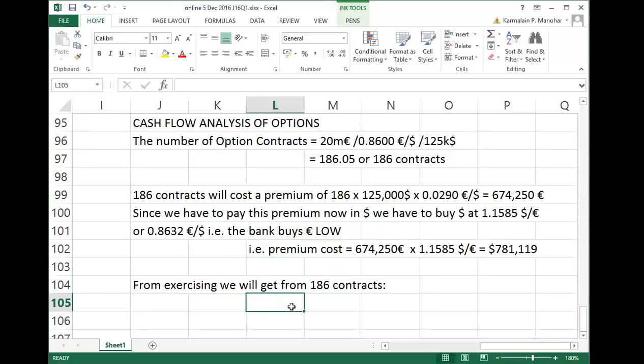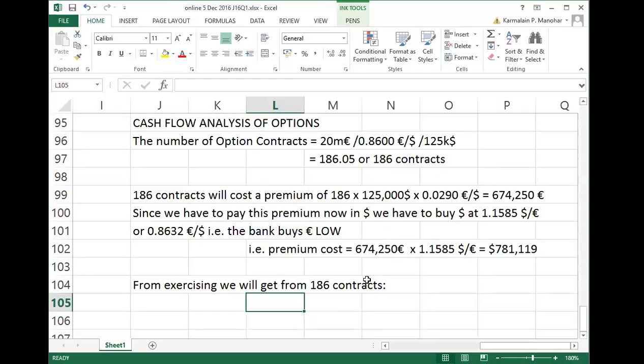And really, from exercise 186 contracts, just give me 1 second to deal with another phone call here. Right, my apologies there. That's another student. He has exams tomorrow in another program. So, yeah, trying to help out there. Right, back to where we are.